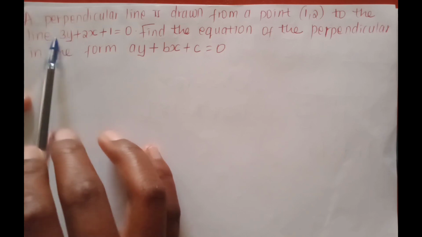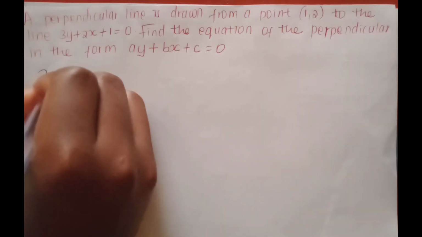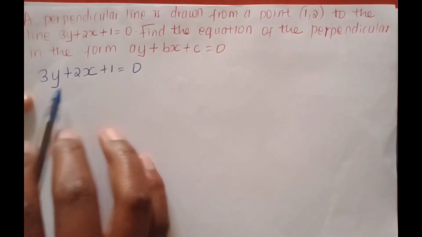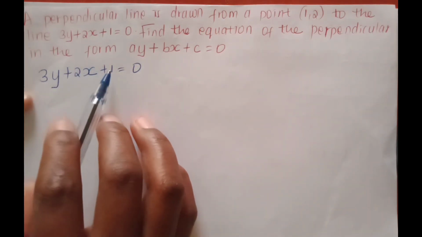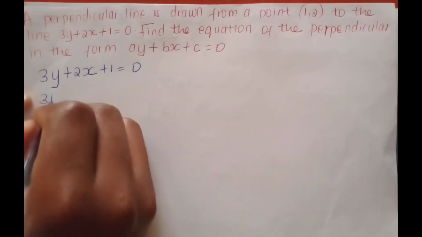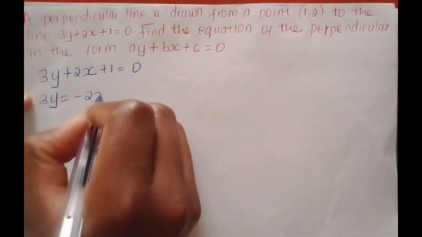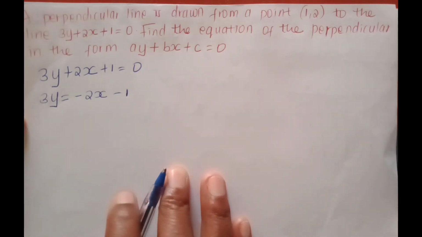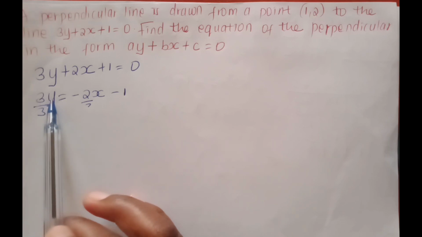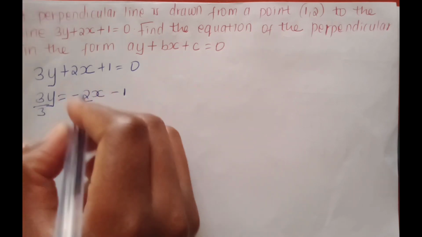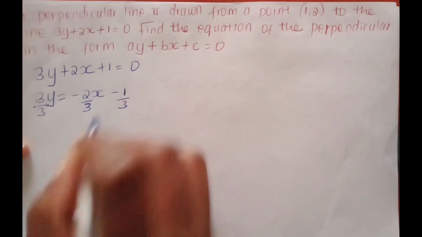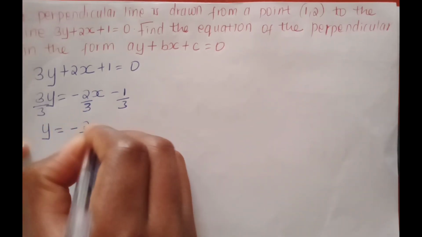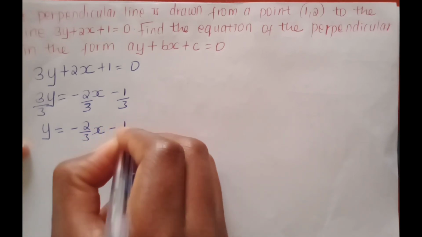So what is the gradient of this line? We have 3y plus 2x plus 1 is equal to 0. So we take the 2x and 1 on this side. So we'll have 3y is equal to minus 2x minus 1. Okay, learner? So we want to be left with y alone on this side, so we divide by 3, here by 3 and here by 3. So our y will be minus 2 over 3x, then minus 1 over 3.